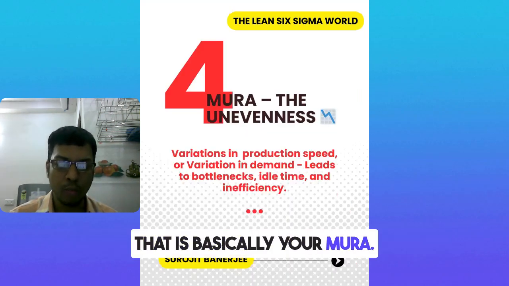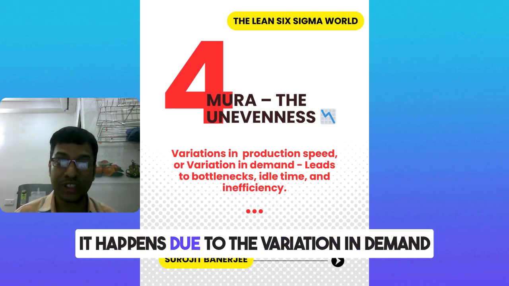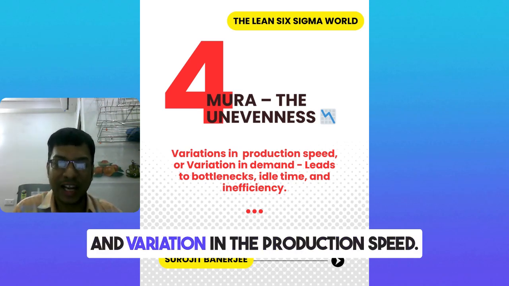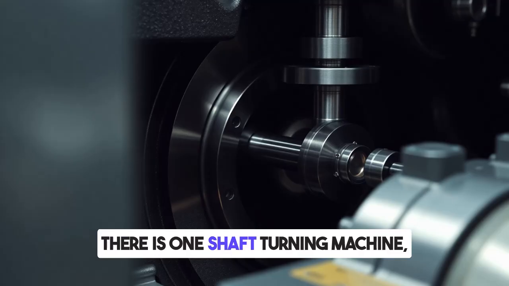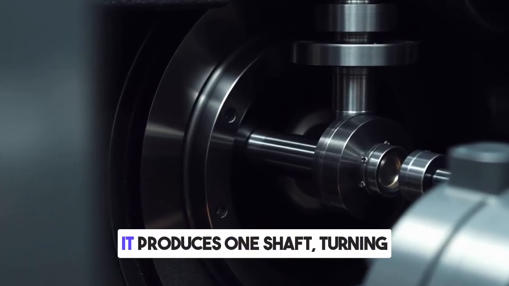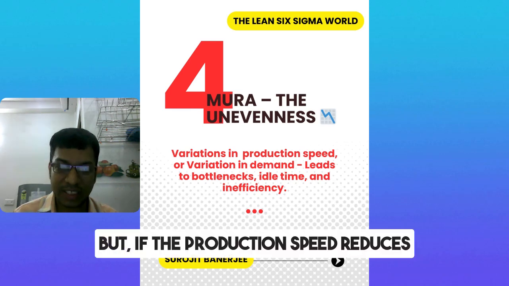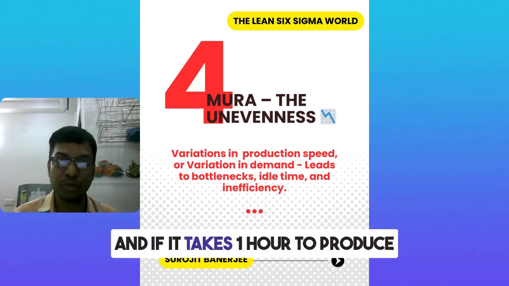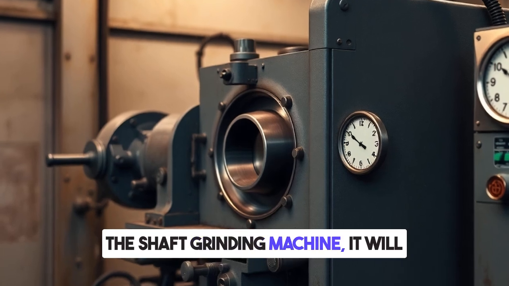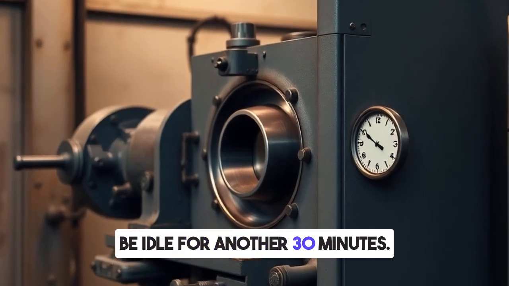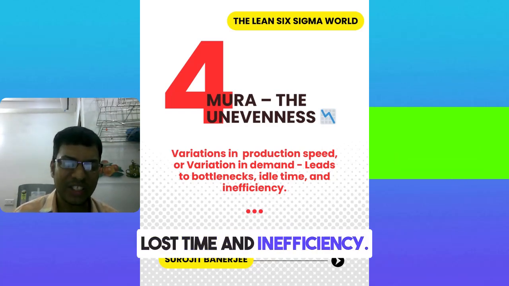That is basically your Muda. Now Mura, it is nothing but the unevenness in the production system. It happens due to the variation in demand and variation in the production speed. Now how it creates this, I am giving an example. There is one shaft turning machine. The shaft turning machine produces one shaft in 30 minutes. But if the production speed reduces and it takes 1 hour to produce that one shaft, what will happen? The next machine, which is the shaft grinding machine, will be idle for another 30 minutes. So it will lead to bottlenecks, idle time, lost time, and inefficiency.